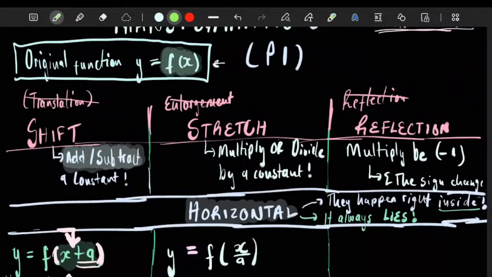All right, so here we are saying the sign changes. So you multiply by -1. If you multiply by -1, if the sign changes, then this is going to be a reflection. A translation, you add or subtract.